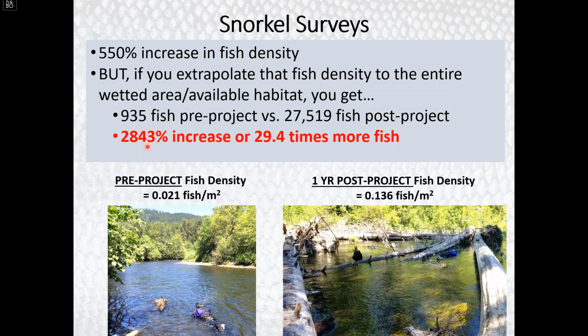And then if we look at fish production, this is just 1 year post and it's just one survey, but all the projects we do show very similar results. So we have 5.5 times more density within a square meter of water, but we also have so many more square meters of water that results in 30 times more fish within the same valley than we had in the pre-project condition.